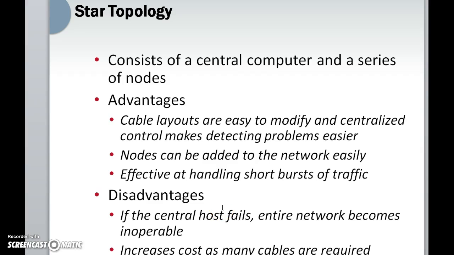First, look at the star topology. The star topology consists of a central computer and a series of nodes. It's connected through a central hub with a point-to-point connection. All traffic on the network passes through the central hub. The hub acts as a signal booster or repeater. The star topology is considered one of the easiest topologies to design and implement.